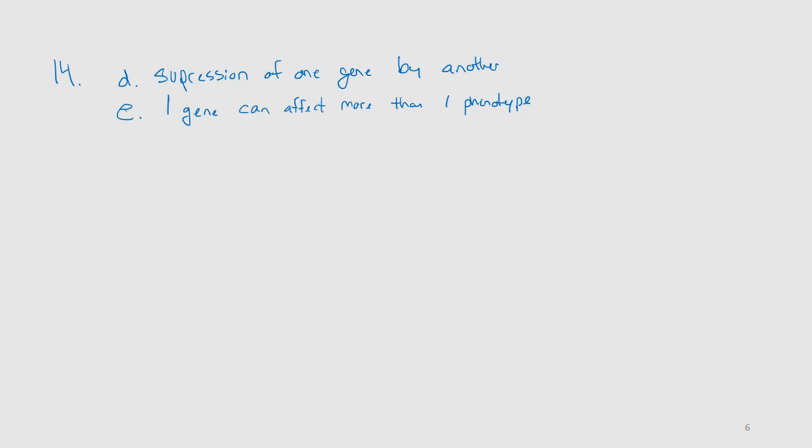Another one would probably be the next one, F. Polygenic inheritance. When one trait is controlled by two or more genes. So we're saying for one trait, you would need multiple different alleles to determine what that is.